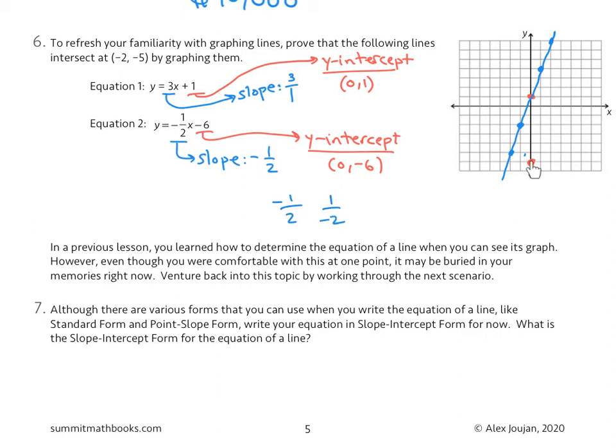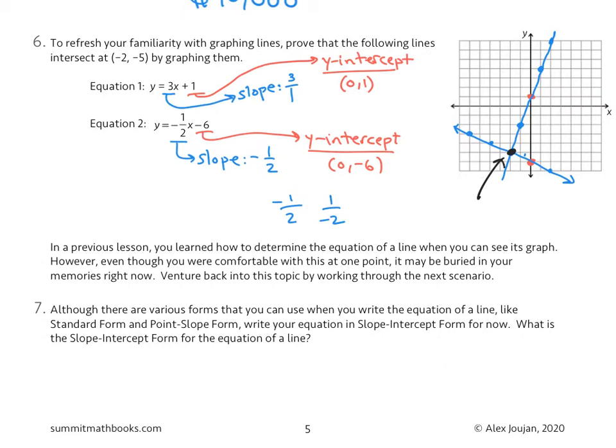So from this y-intercept, we can go down 1, right 2. Now we're off the grid, so we can switch that and go up 1, left 2. Up 1, left 2, up 1, left 2. There's the line passing through those points. And finally, let's confirm that the two lines intersect at -2, -5.